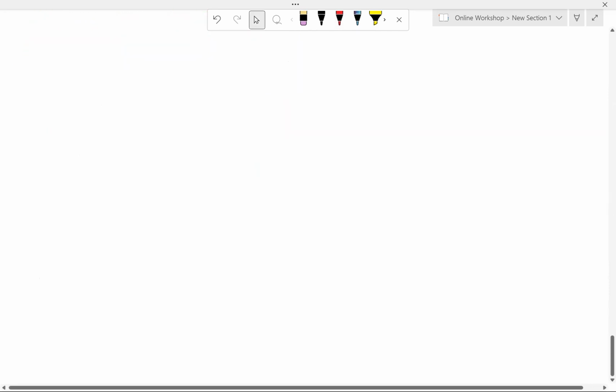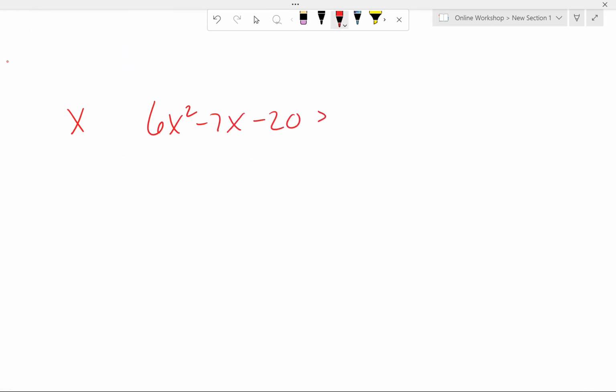And just one more. Let's do one here that's a little different. You practice with the reverse FOIL. So let's do 6x squared minus 7x minus 20 is greater than or equal to 0. So for that first step, it is already set to 0. The second step, I'm going to try and reverse FOIL here. There is no GCF to take out.